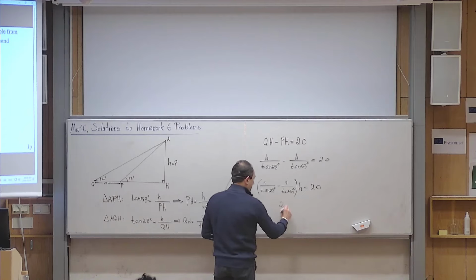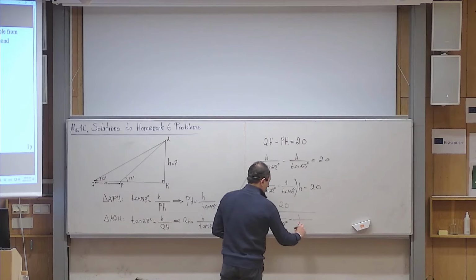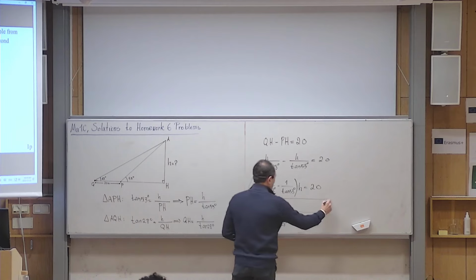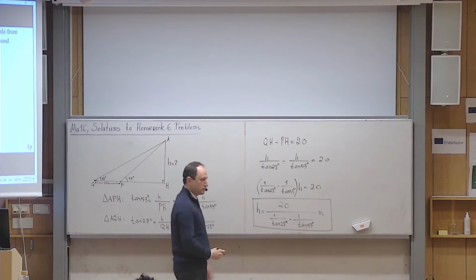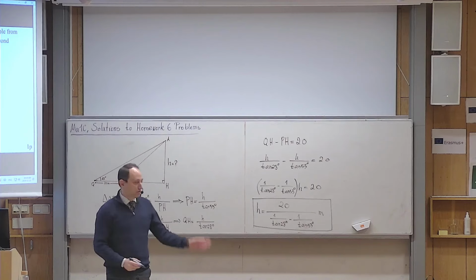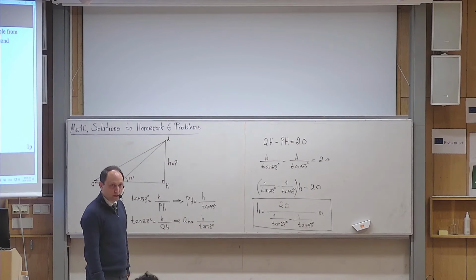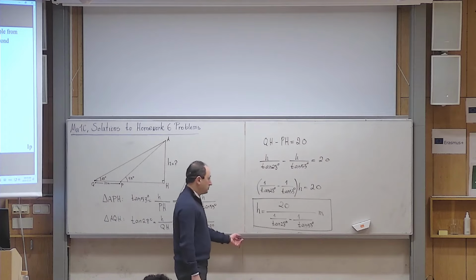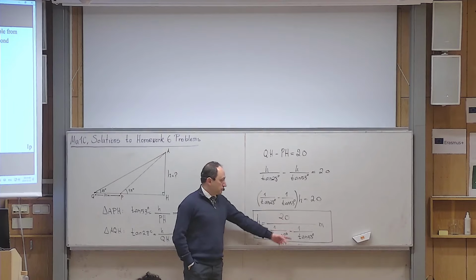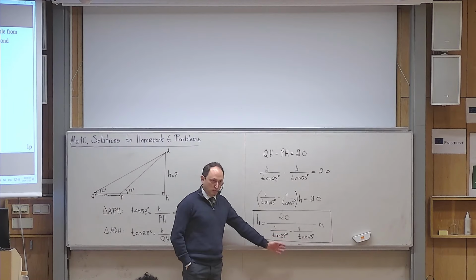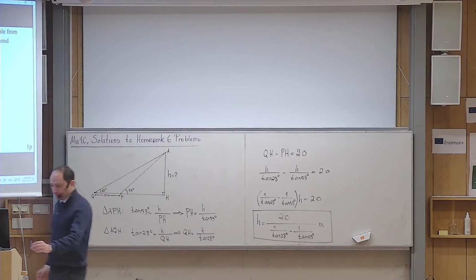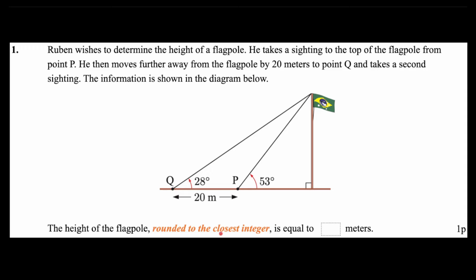So h becomes 20 divided by 1 over tangent 28 degrees minus 1 over tangent 53 degrees meters. And that is the exact value. I mean, in the worst case scenario that you have access to neither a calculator nor GeoGebra, you just write it like this and you get the full points. But now I also want to learn how to work with GeoGebra. So what am I supposed to do? I need to go to GeoGebra, type this and get the number. But what is mentioned? It is mentioned that I want to round it to the closest integer, yes?